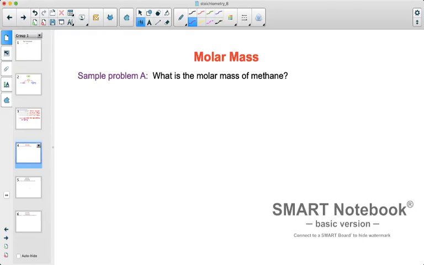And molar mass is essentially just what we've been doing in the last couple of days. It is the total amount of all the elements together. So if the question reads, what is the molar mass of methane? All we're doing is exactly what we've done before. First, we need to know the formula of methane. Methane happens to be CH4.